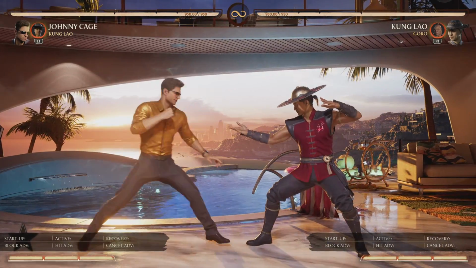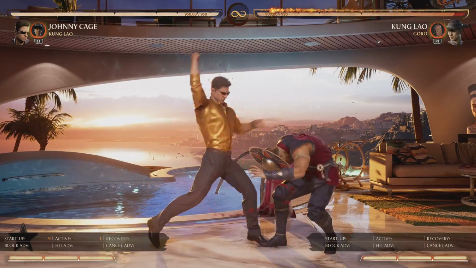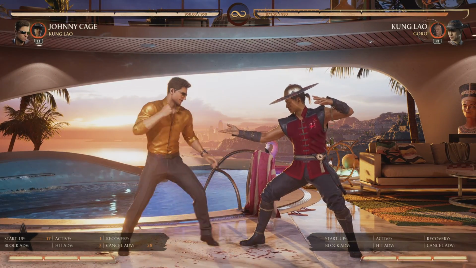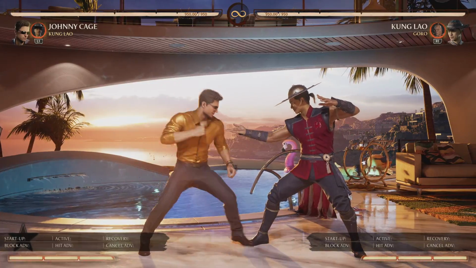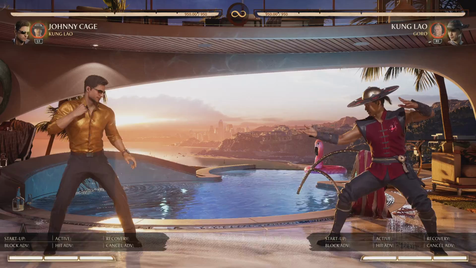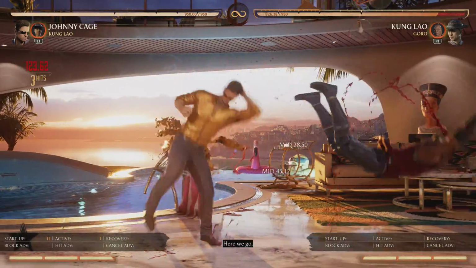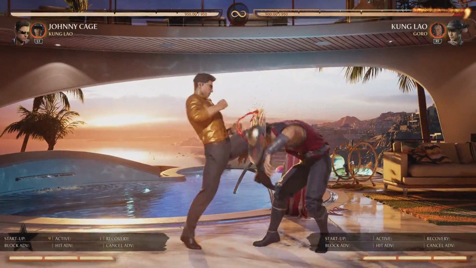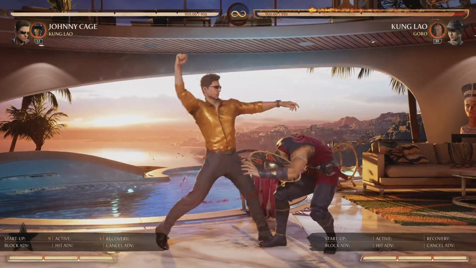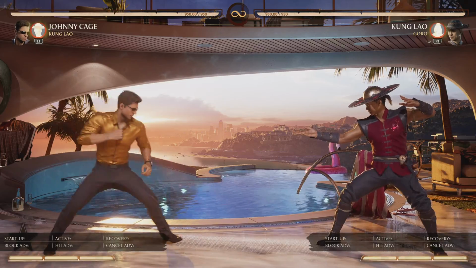Now, the next tab we're going to do is cancel advantage. This just simply shows how much advantage there is on hit for you to cancel into a special move. So, for example, Johnny Cage can special cancel into Rising Star after that attack because the move comes out in 12 frames and it's plus 28.